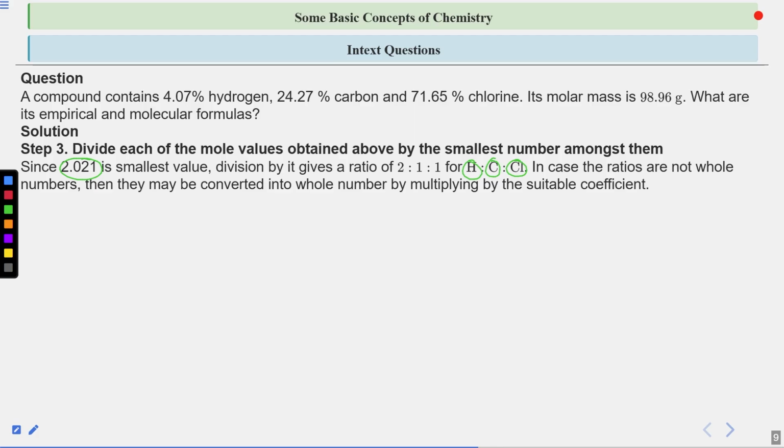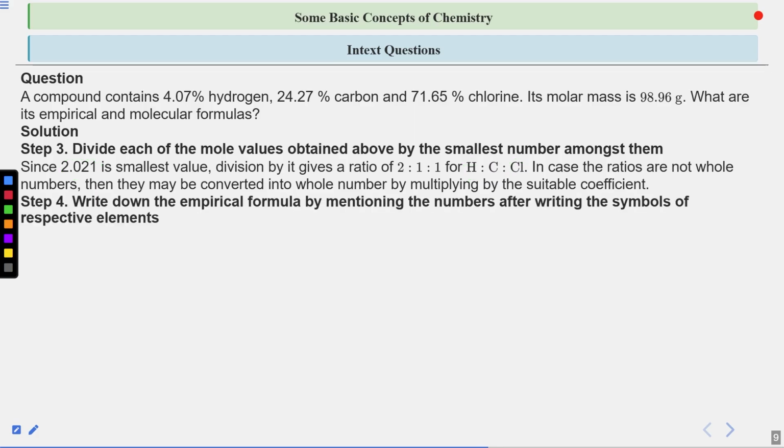Again, I am repeating it. Convert your percentage into gram. Then get your number of moles. Out of all the elements, the one which has the lowest moles, just divide that mole value with each of the remaining moles. Okay, you will get the ratio of 2:1:1 in case of this compound.